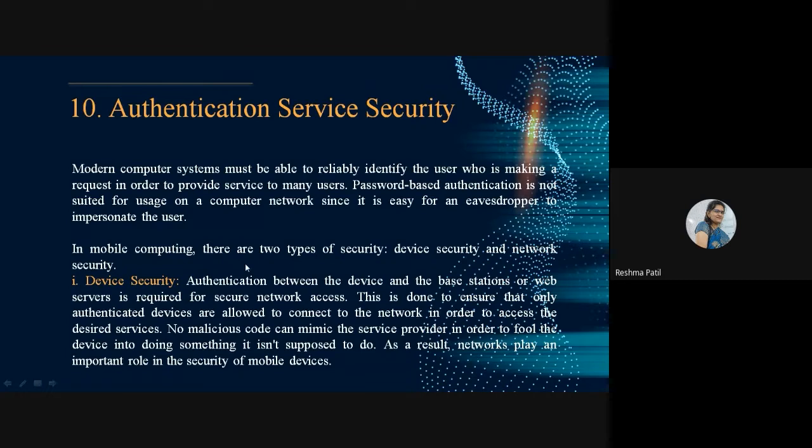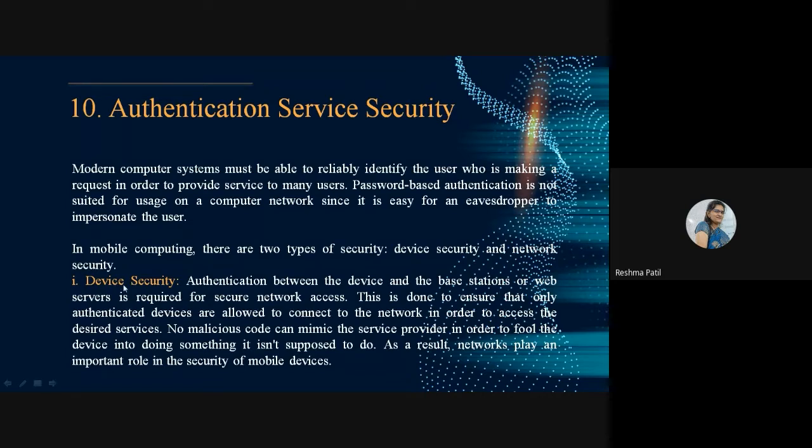In mobile computing, there are two types of security: device security and network security. So, what is device security? It is the authentication between the device and the base station, that is your server. Authentication between the device and base station or web server is required for secure network access.